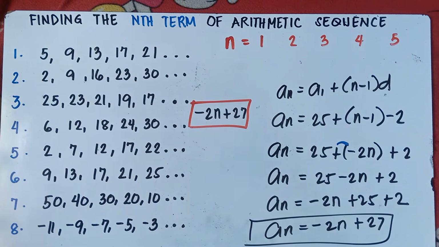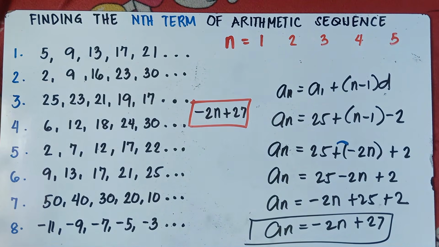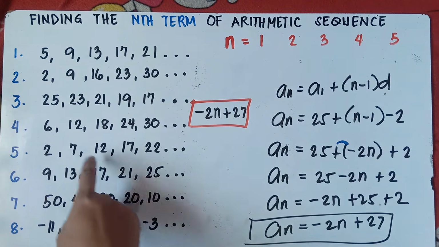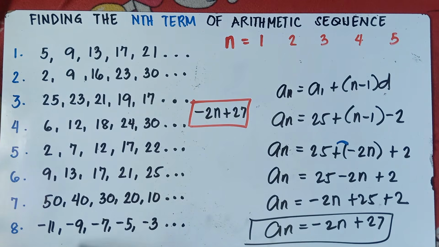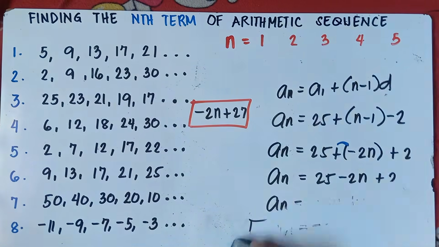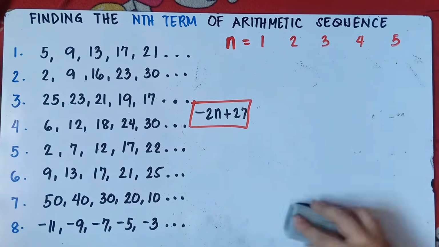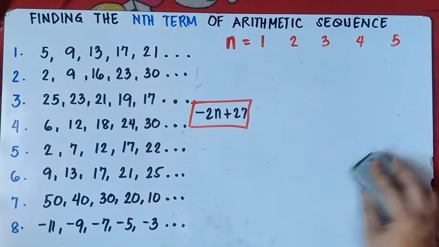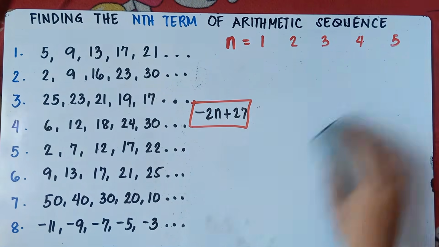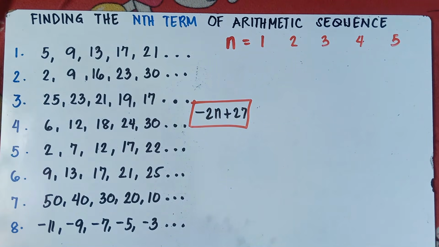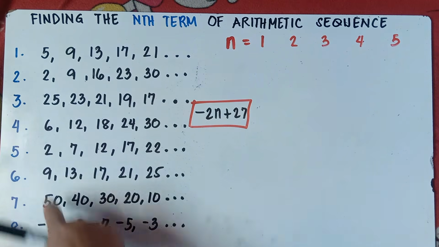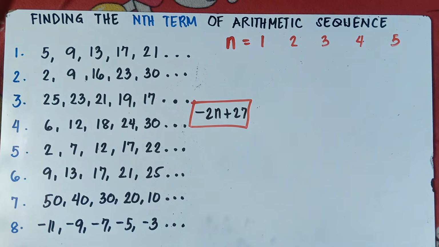Let's try the last number, number 4. And then you try, class. You try numbers 5, 6, 7, and 8. So you try that one, and you put your answer in the comment section down below so that we will check that one. We will be answering number 4, let's try if we have enough time.